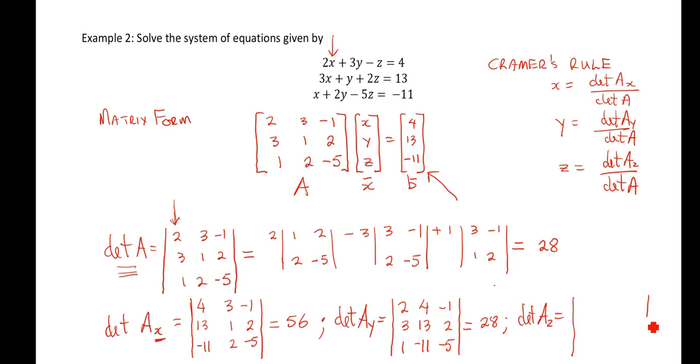Now I must leave the first and second column. So it's 2, 3, 1, 3, 1, 2. Replace that. 4, 13, minus 11. I get an answer for Az of 84. Now that I have all the determinants, all I have to do is use Cramer's rule.